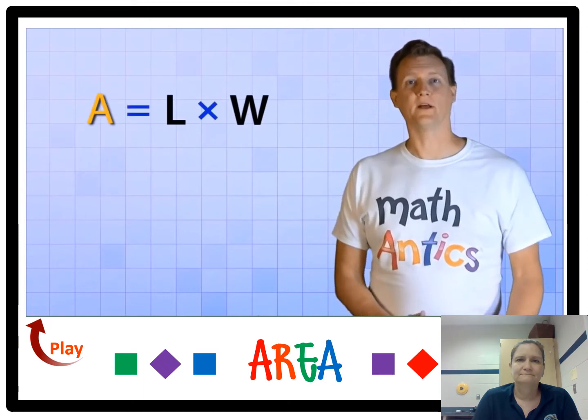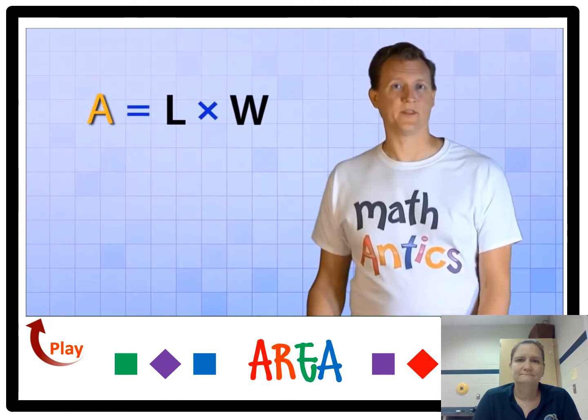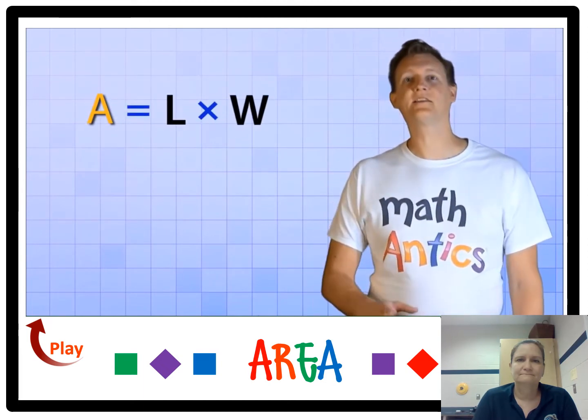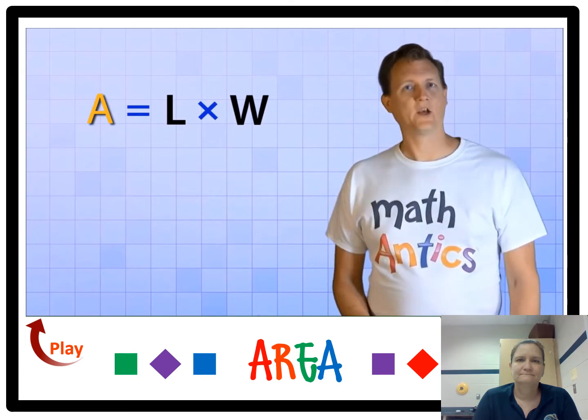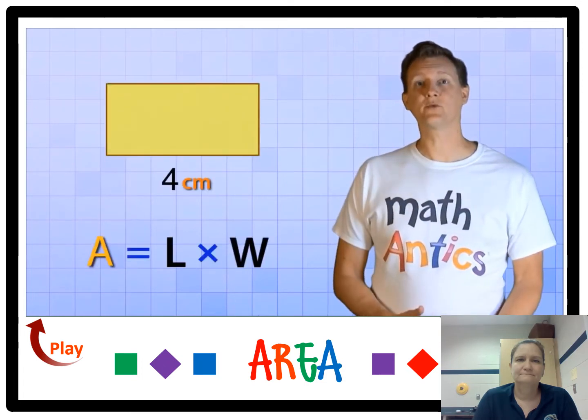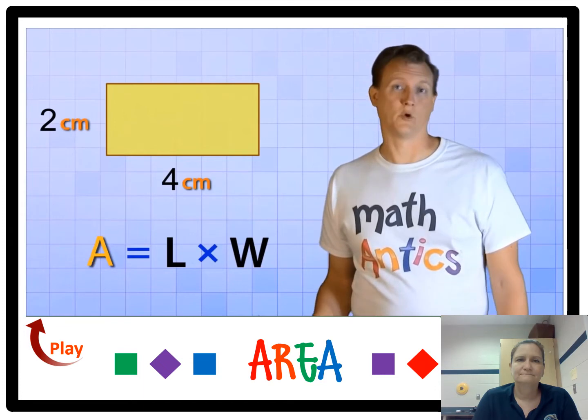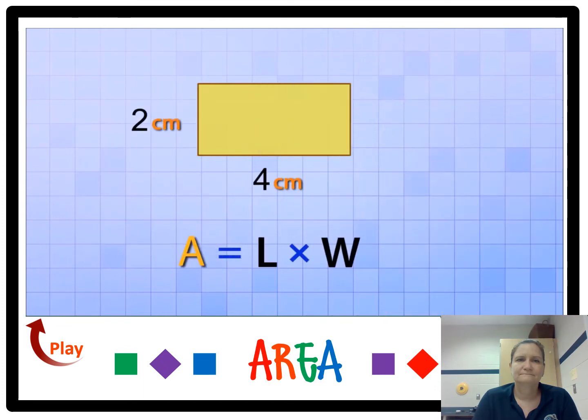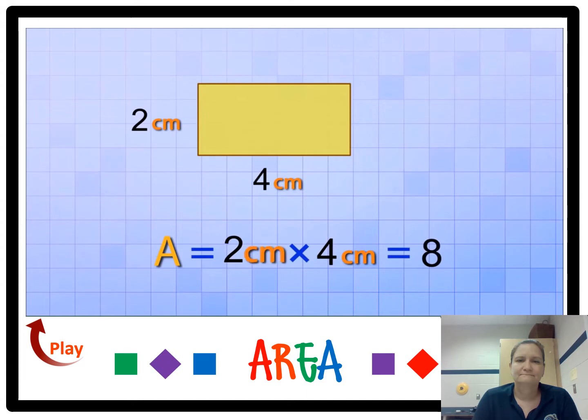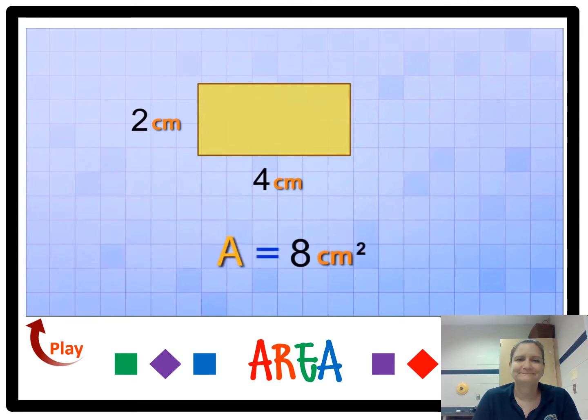Okay, our formula, area equals length times width, worked for our square. Now let's see if it works for a rectangle. Here's a rectangle that's 4 centimeters wide and 2 centimeters long, or tall. First, we plug the length and width into our formula, 2 centimeters and 4 centimeters. Then we just multiply. 2 times 4 equals 8, and centimeter times centimeter is centimeter squared. So according to our formula, the area of this rectangle is 8 centimeters squared.